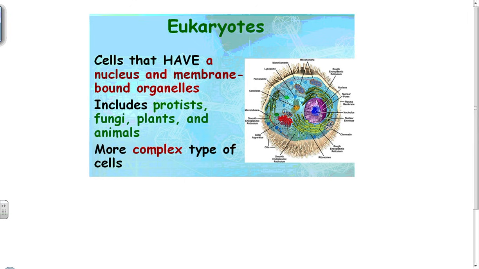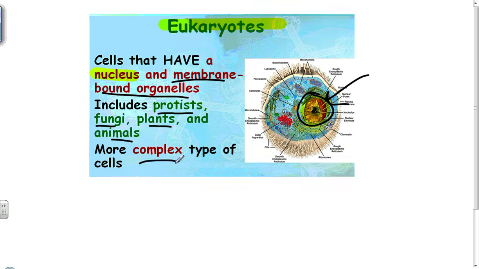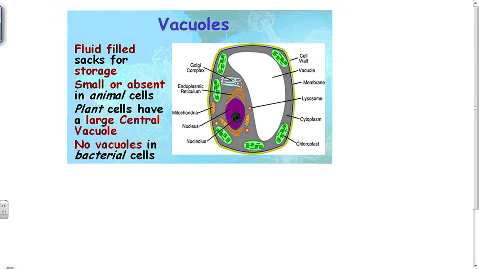Eukaryotes are complex cells. We say multicellular organisms are eukaryotic. They have a nucleus, so if you look right there on the little chart, let me circle that a little bit better, you see the nucleus right there. It also has membrane-bound organelles, like the mitochondria, and chloroplasts in plant cells. Protists, fungi, plants, and animals are all eukaryotic. They are more complex, more specialized cells because of the organelles that they have.